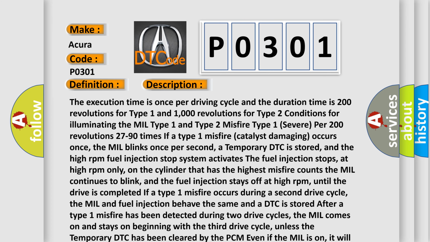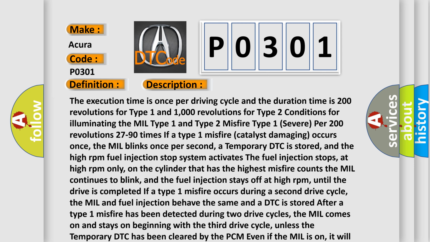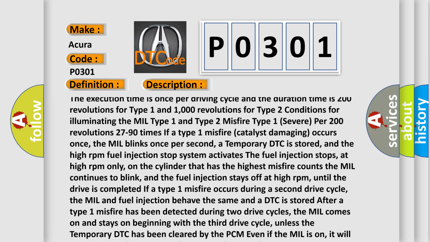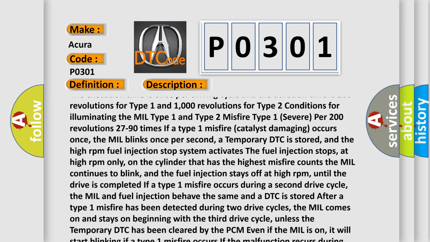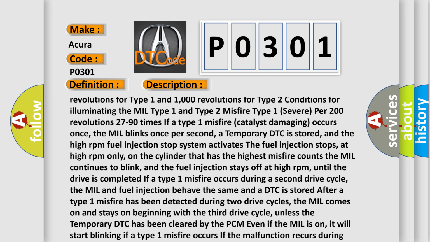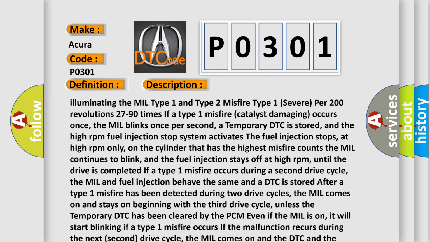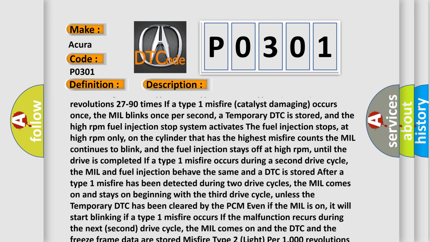The execution time is once per driving cycle and the duration time is 200 revolutions for Type 1 and 1000 revolutions for Type 2. Conditions for illuminating the MIL: Type 1 and Type 2 misfire. Type 1, severe, per 200 revolutions 27 to 90 times. If a Type 1 misfire catalyst damaging occurs once, the MIL blinks once per second, a temporary DTC is stored, and the high RPM fuel injection stop system activates. The fuel injection stops, at high RPM only, on the cylinder that has the highest misfire counts. The MIL continues to blink, and the fuel injection stays off at high RPM, until the drive is completed.